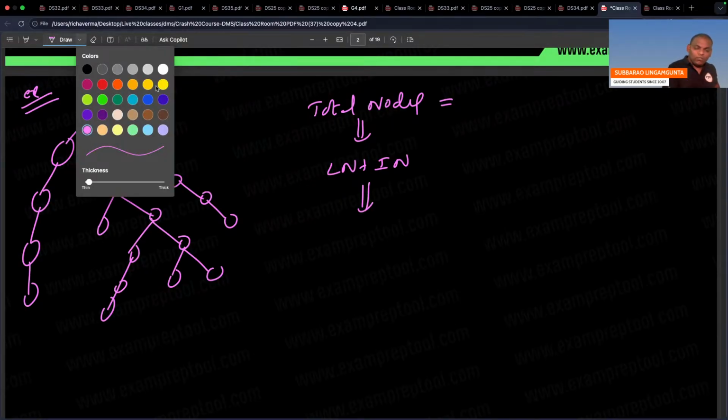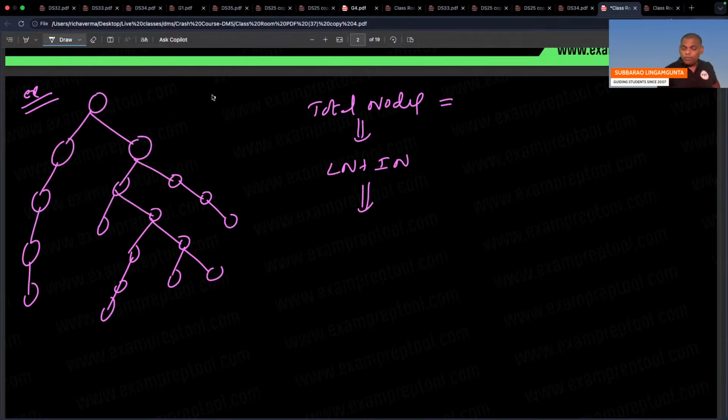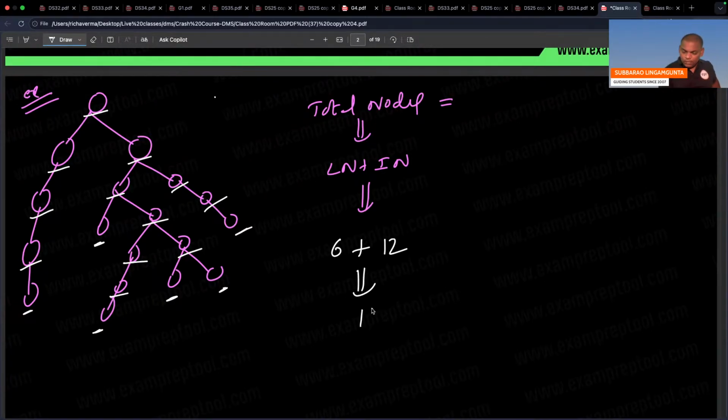Who are internal nodes? Zero child means leaf node. 1, 2, 3, 4, 5, 6. These are leaf nodes. Leaf nodes are 6. Internal nodes, how many? Let's check. Internal nodes 1, 2, 3, 4, 5, 6, 7, 8, 9, 10, 11, 12. 12. Total is 18. Total nodes are 18. Whether I will get 18 using that formula or not, you can verify.